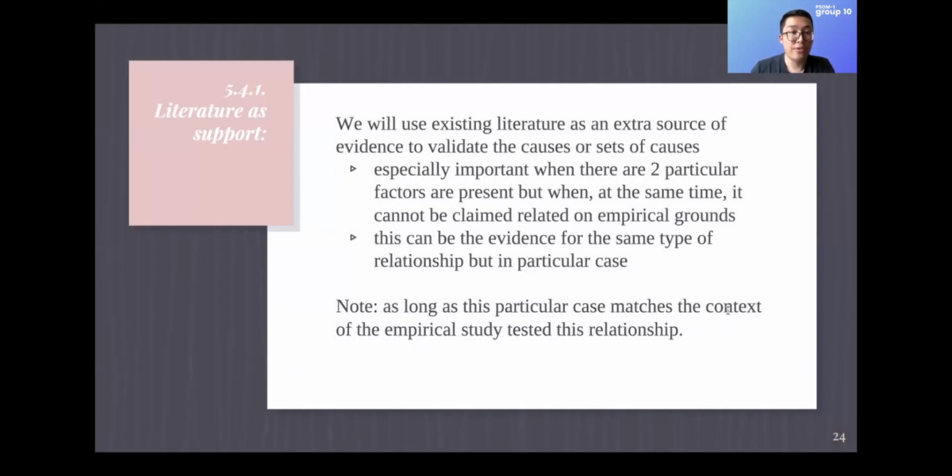So first, for the literature as support, this is where we use existing literature as an extra source of evidence to validate the causes or sets of causes. And this is especially important when two particular factors are present, but at the same time it cannot be claimed on empirical grounds that these two are related.